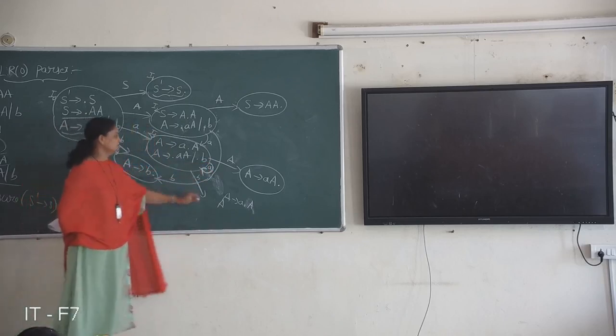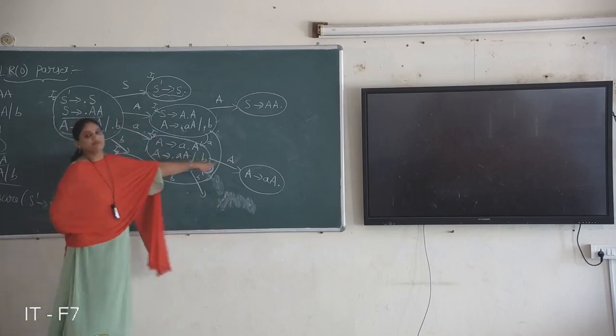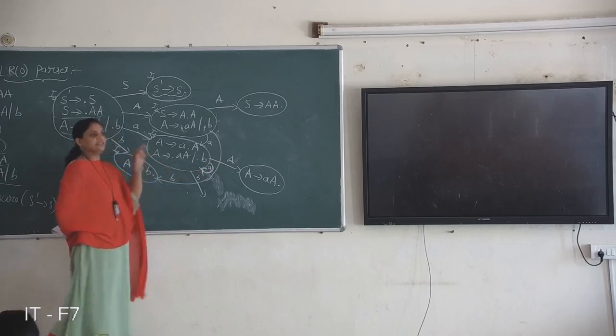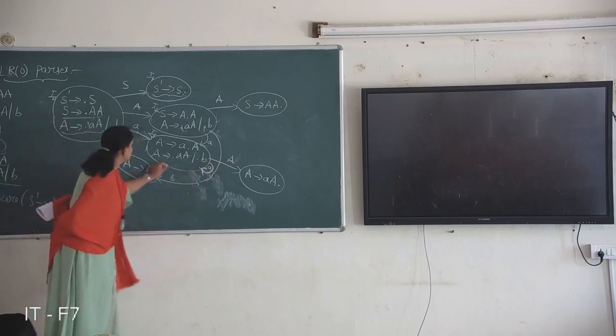Next on b, it goes to again A derives b dot. So moving this dot from here to here means you are getting the production A derives b dot. b dot means you are giving again on b it goes to this state.